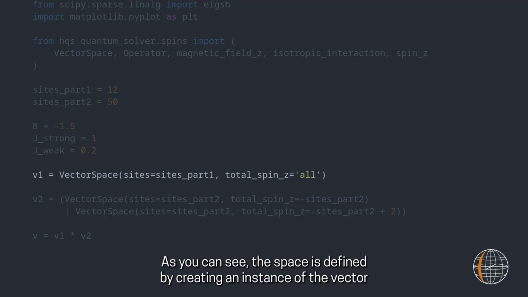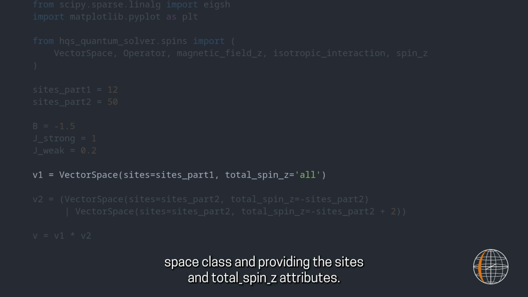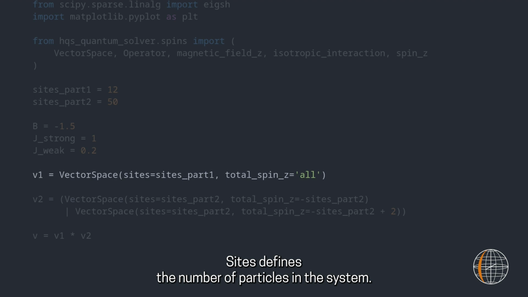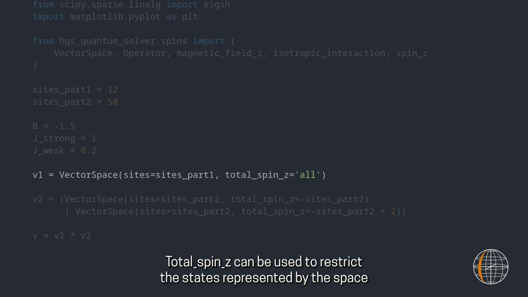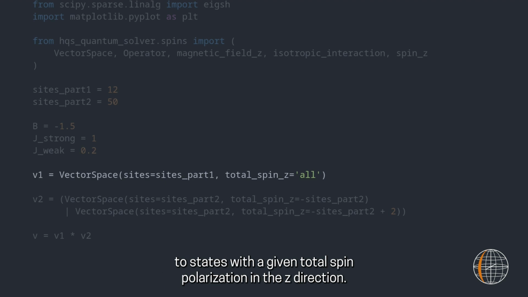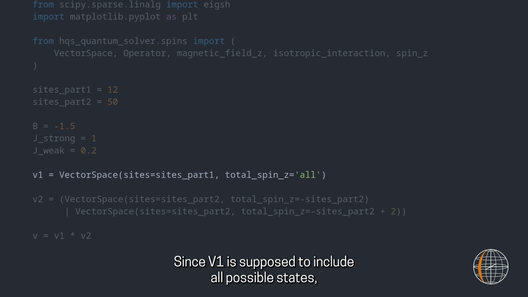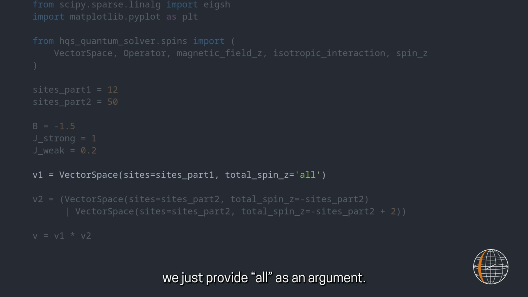As you can see, the space is defined by creating an instance of the vector space class and providing the size and total spin z attributes. Size defines the number of particles in the system. Total spin z can be used to restrict the states represented by the space to states with a given total spin polarization in the z direction. Since v1 is supposed to include all possible states, we just provide all as an argument.